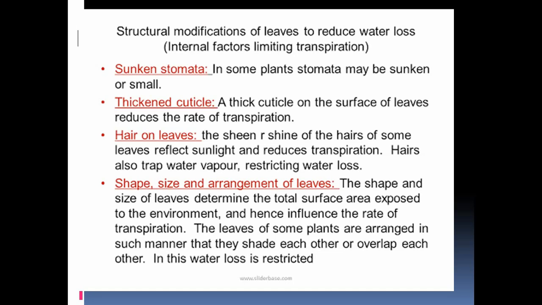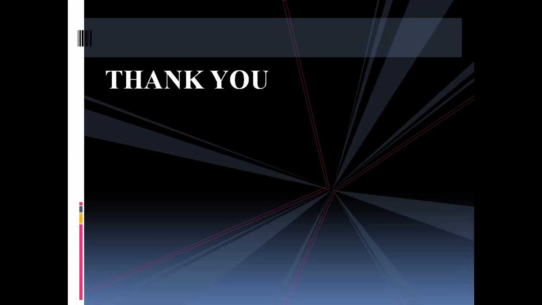Next, loss of leaves. Loss of leaves is another process of reducing transpiration. It is given in your book. Go through that. Next, shape, size and arrangement of leaves. Very interesting. Yes, leaf shape, size and arrangement also play a very important role in reducing the rate of transpiration. Okay. So today up to this.